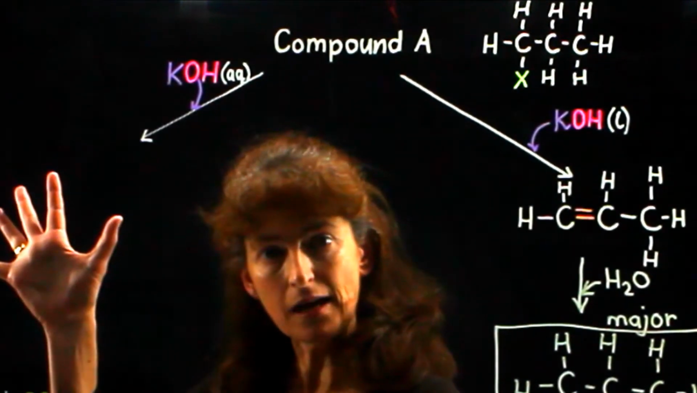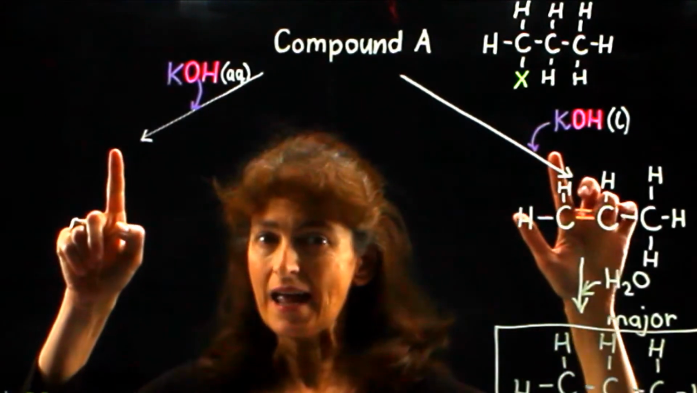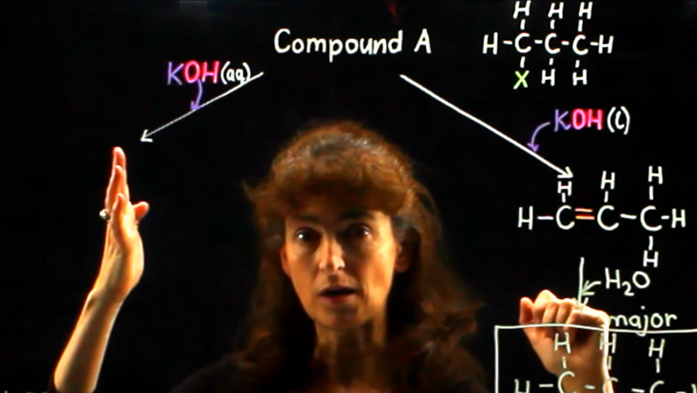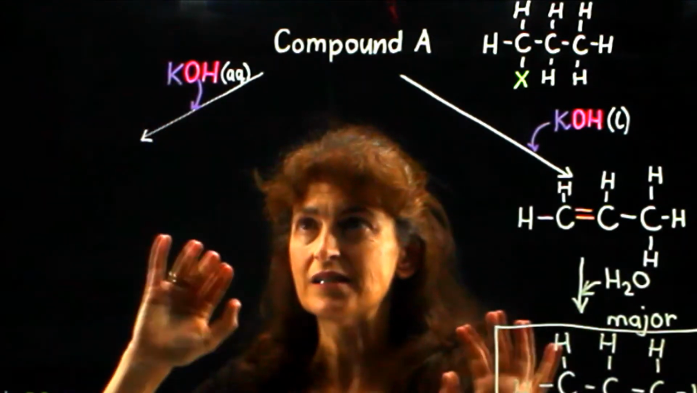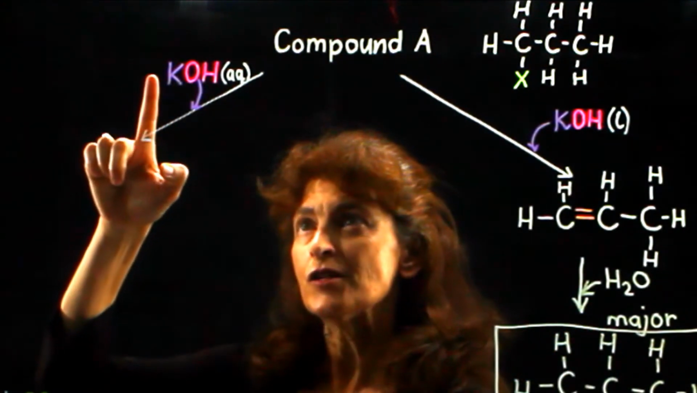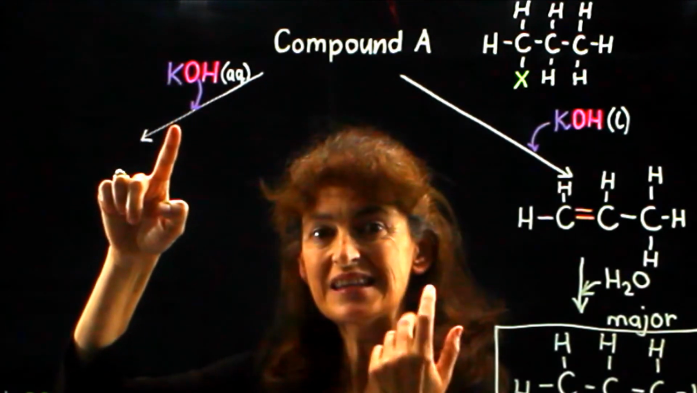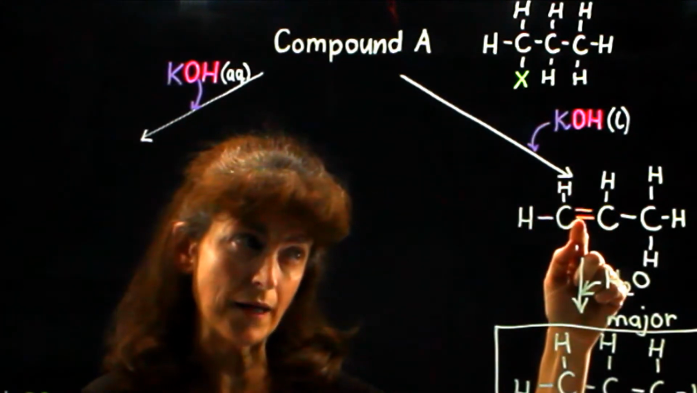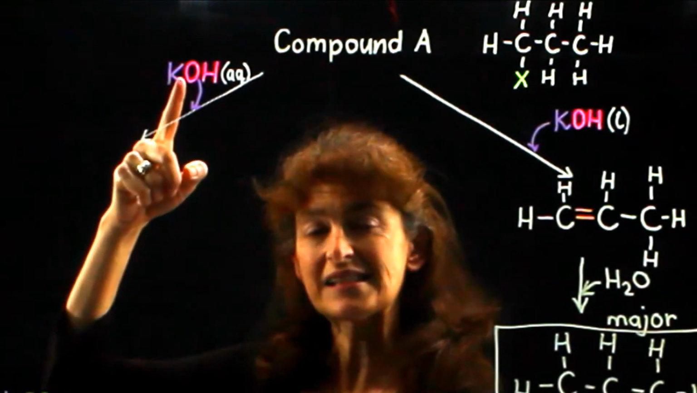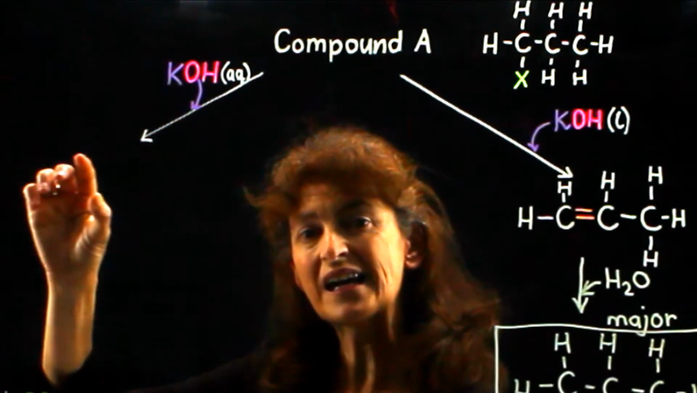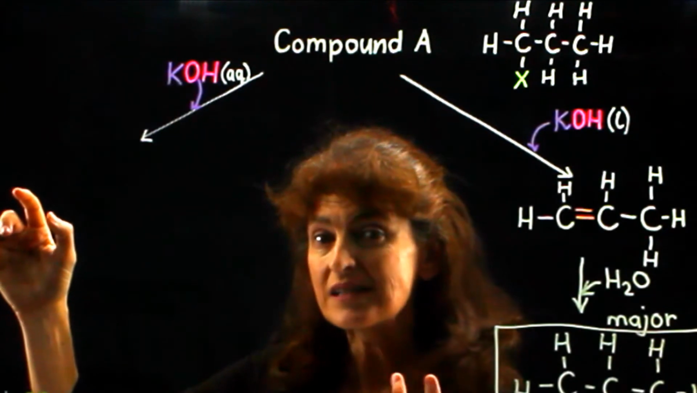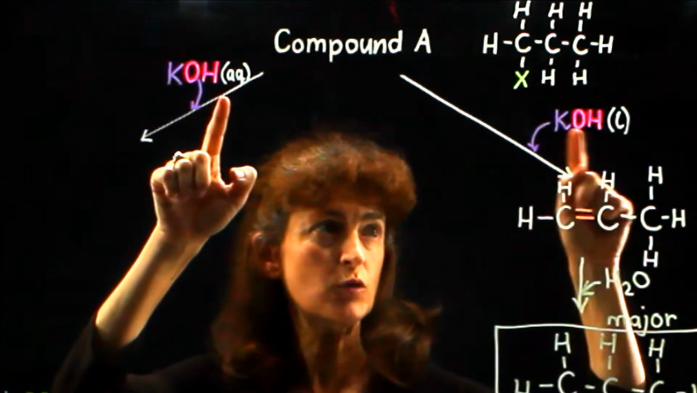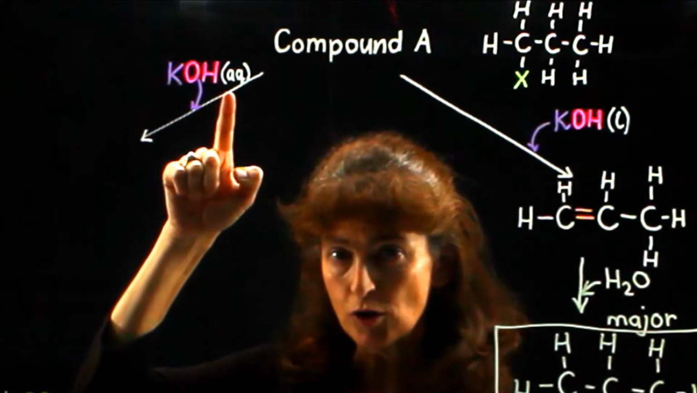Now if we come to this side of our flow diagram, we see again that there's a base being added to compound A. It's not actually specified in the question that it is potassium hydroxide, but let's for simplicity just say that it is. So again we have a base added, but this time, instead of us getting an elimination reaction forming an alkene, we get a substitution reaction forming an alcohol. Why the difference? Because this time we use a dilute base. What is the difference between a concentrated and a dilute base?